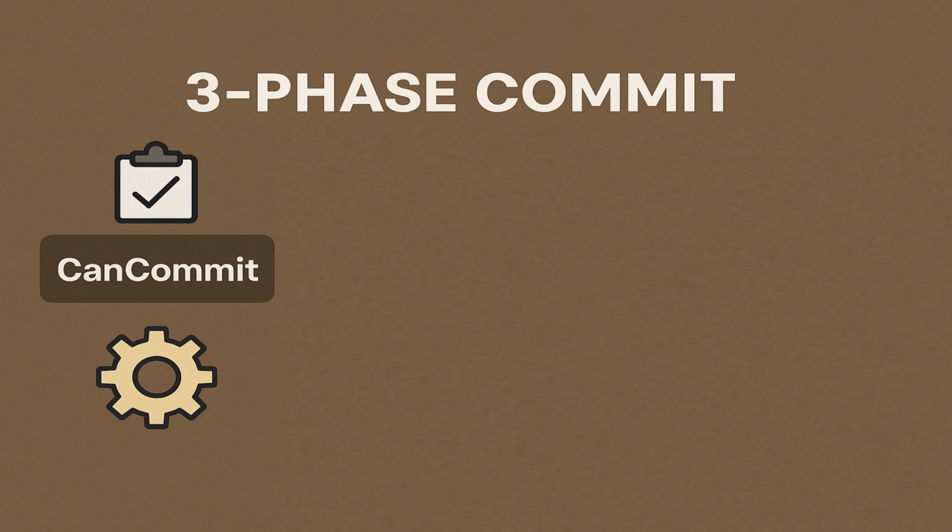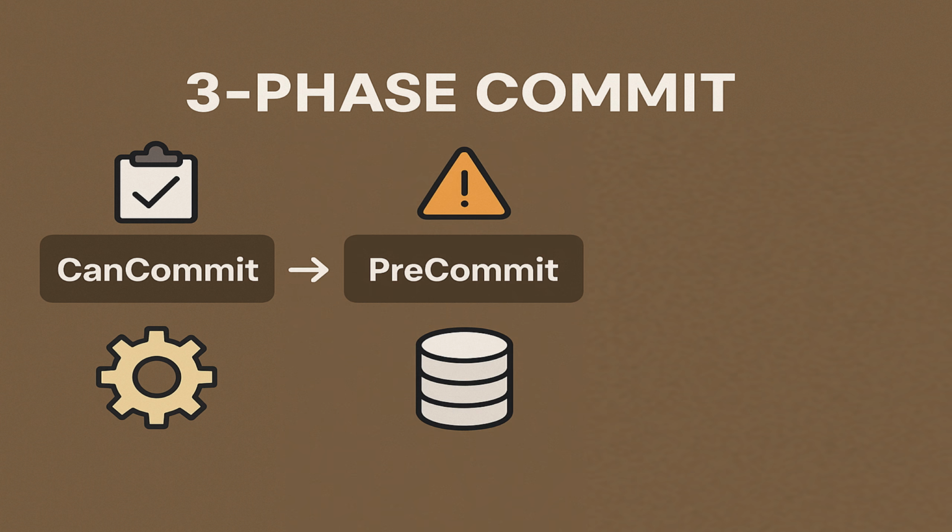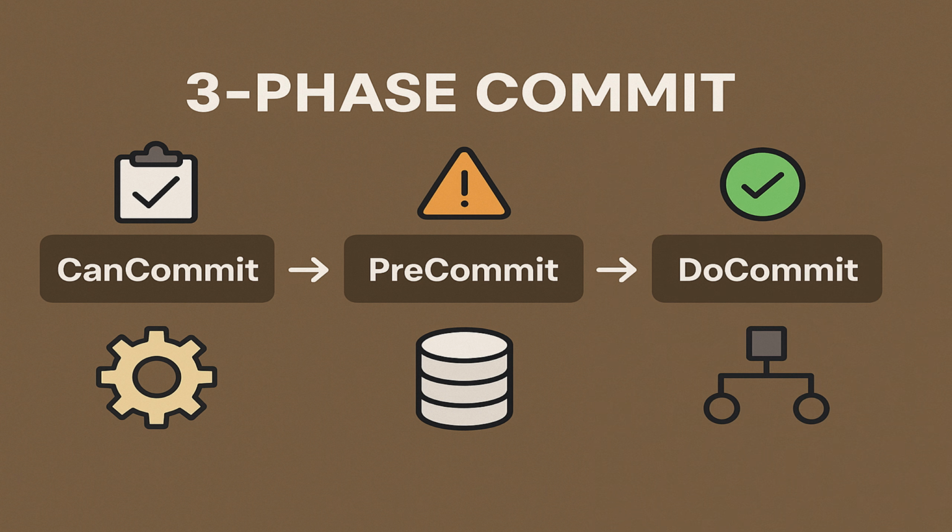Three-phase commit is an extension of two-phase commit. It introduces a third step in the process to improve fault tolerance and reduce blocking. The three phases are CanCommit, or we can say prepare. The second step is pre-commit, and the last step is DoCommit. Now let us look at each of these phases in detail and see how it changes things.